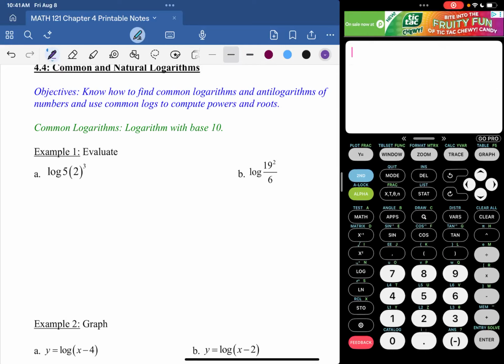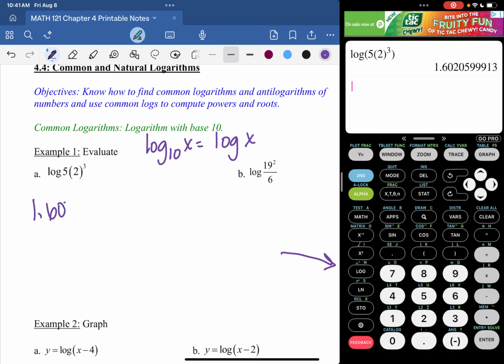4.4 common and natural logs. So if you see log base 10, we don't write the 10, it's just log. So that's going to be the log button on our calculator. So we're just going to hit log, and then 5 to, this first part is just literally me showing you where the log button is on your calculator.